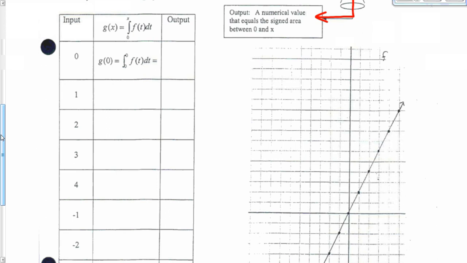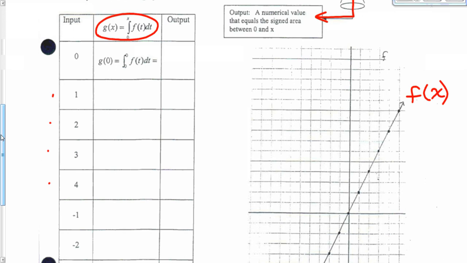To the right, we have a graph of f of x. G is going to be the definite integral between 0 and x of f. So we're just going to plug in 0 for x, then 1 for x, then 2, then 3, then 4, etc. Let's start by plugging in 0 for x.